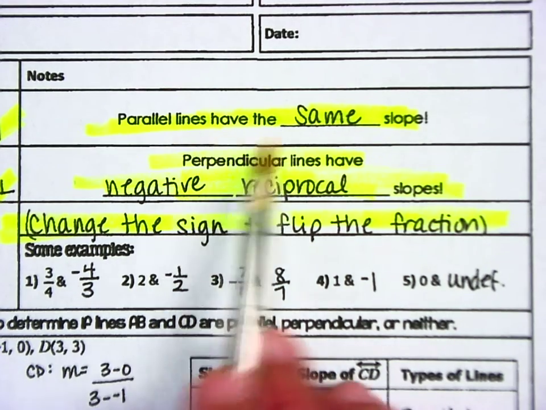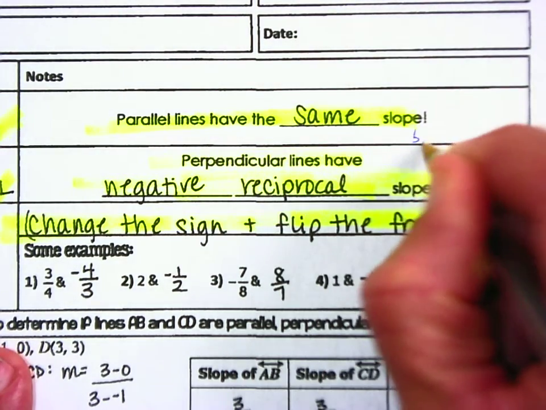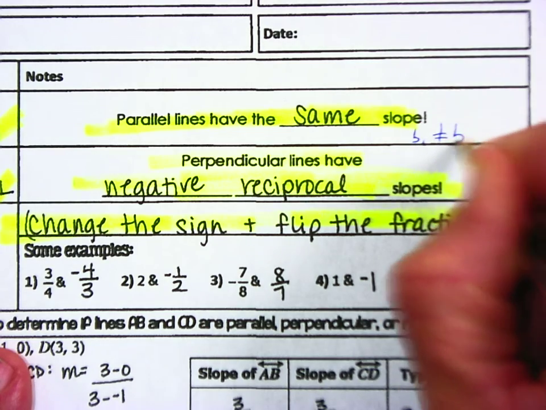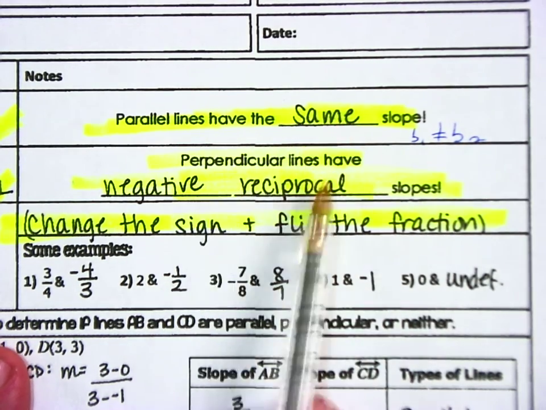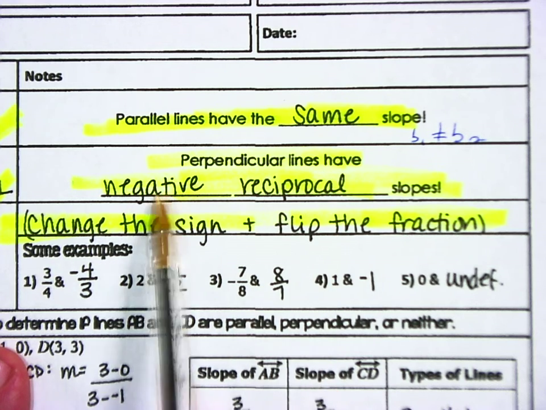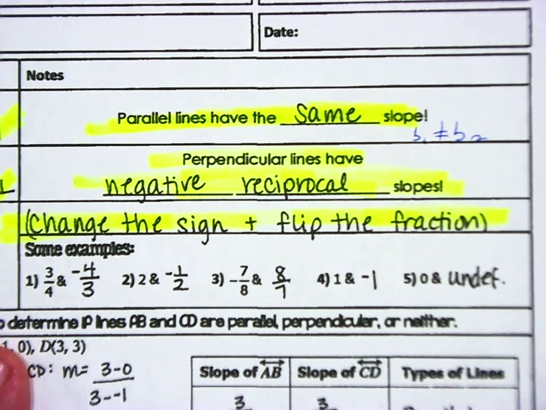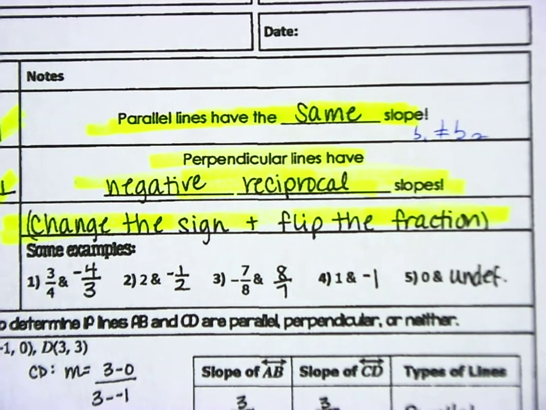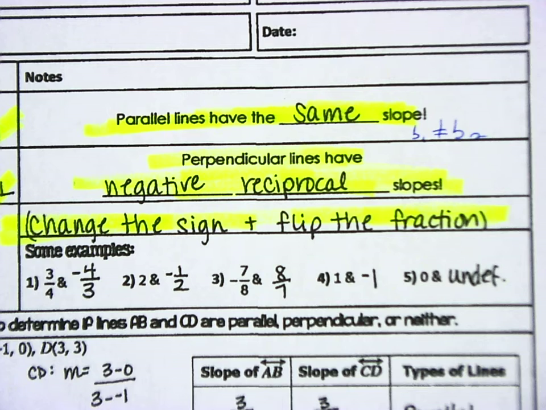Okay, parallel lines have the same slope. They actually have different B values always too, their y-intercepts, but the slopes are the same. Perpendicular lines have what they call negative reciprocal or opposite reciprocal. It just means that the slopes are different. One will be positive, one will be negative, and one will be the reciprocal of the other.